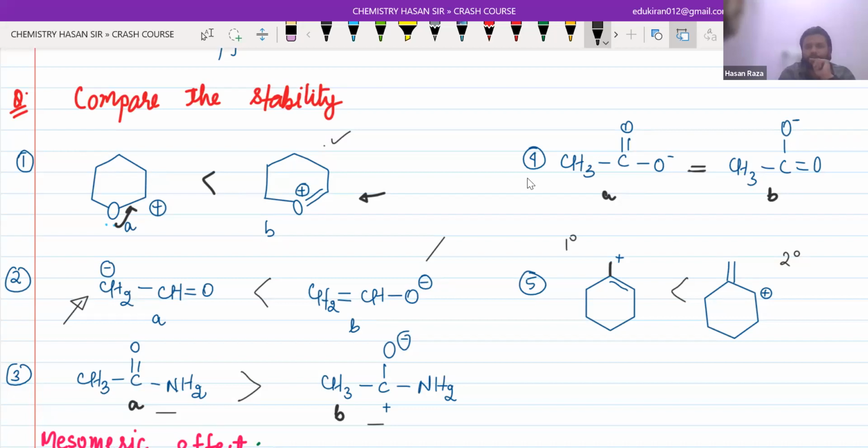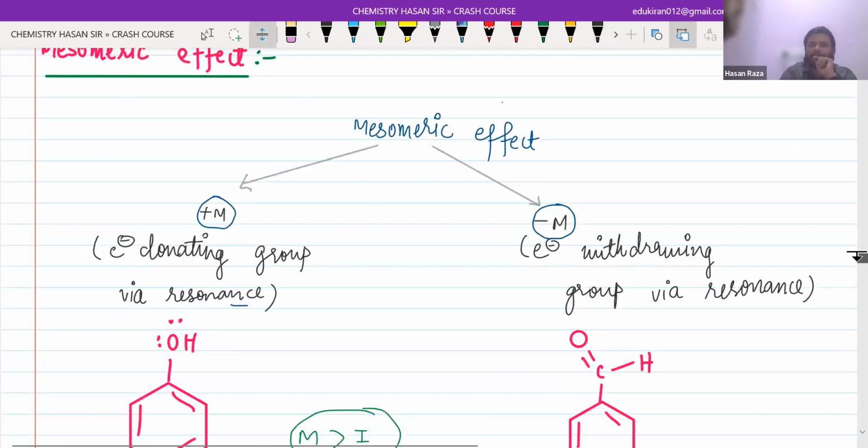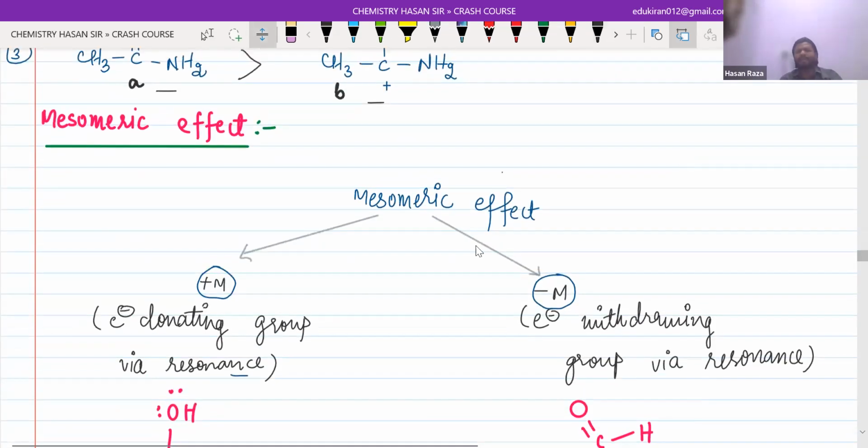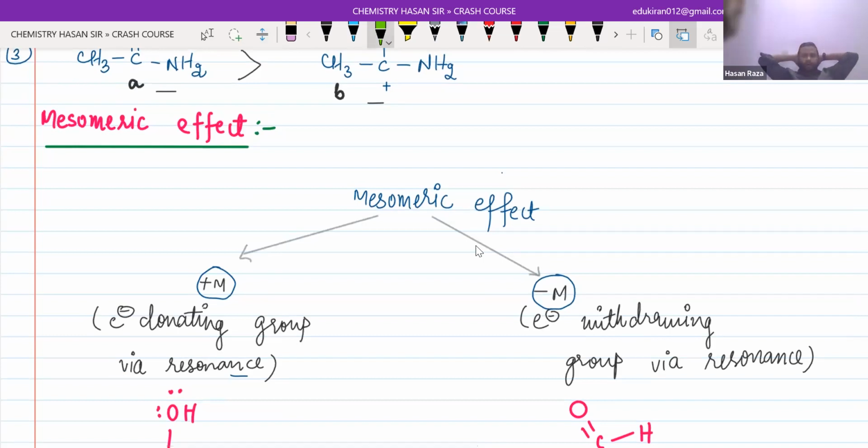Yes or no? Okay. Now see, mesomeric effect. That is basically same as resonance. The effect due to resonance, that is known as mesomeric effect. So mesomeric effect is of two types. Instead of saying plus r minus r, we say plus m minus m. Plus m is same as plus r. So basically, electron donating group via resonance, that is plus m, and electron withdrawing group via resonance, that is minus m.